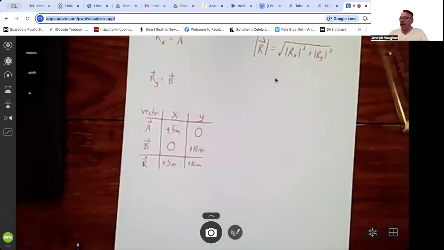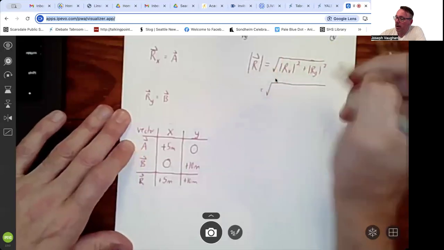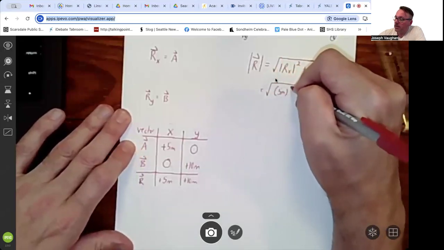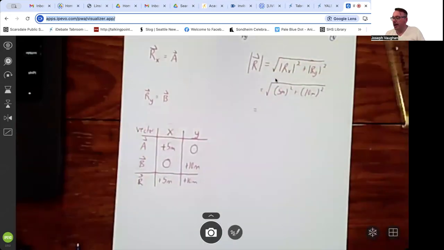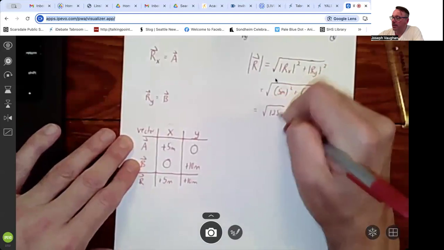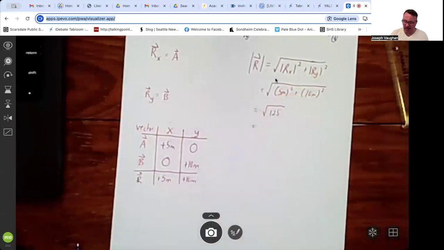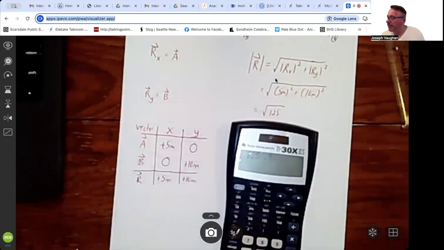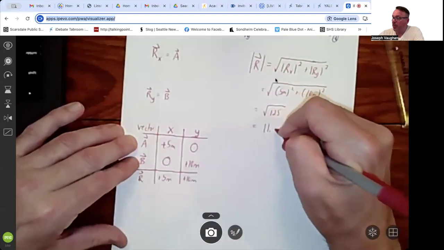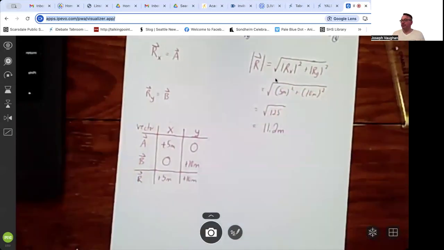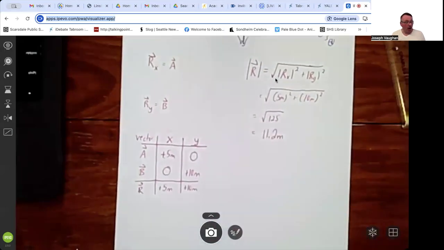So I'm going to come back over here and do that. I'm going to plug in the square root of 5 meters squared plus 10 meters squared. Pick up my calculator there, and I realize I've got the square root of 125. I'm always just going to write that down because I like a little intermediate step. Notice I dropped the units there because I don't need the units in intermediate steps. So if I do 125 raised to the 0.5, I get 11.2. I don't want to go any more precise than that. 11.2 meters. Okay. And now I have the magnitude of that resultant.